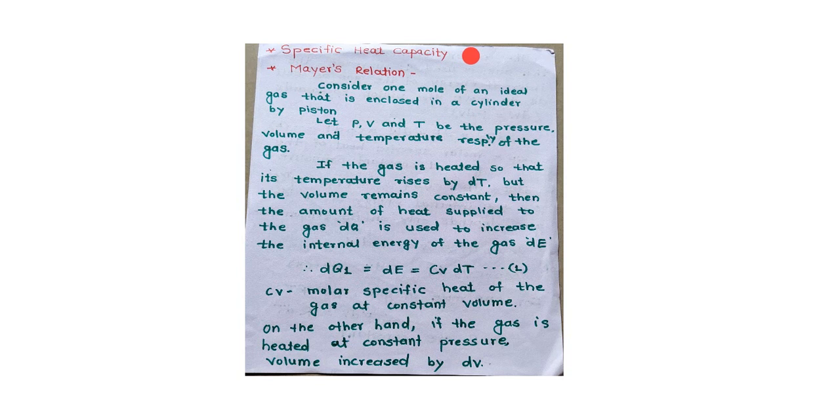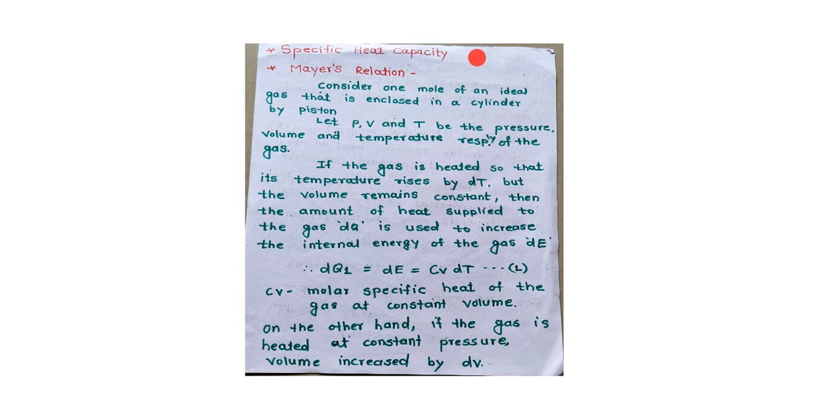It is denoted by the letter C. C equals dq upon m into dt. dq is the quantity of heat absorbed, m is the mass of the substance and dt is the rise in temperature. Specific heat capacity is expressed in joule per kg Kelvin or erg per gram Kelvin. There are two specific heats, Cv and Cp. Cv is the specific heat at constant volume and Cp is the specific heat at constant pressure.